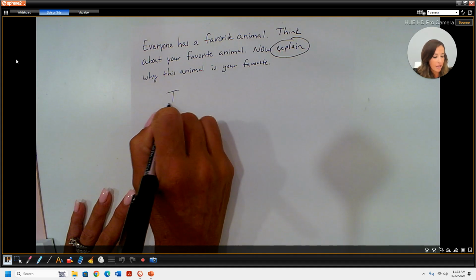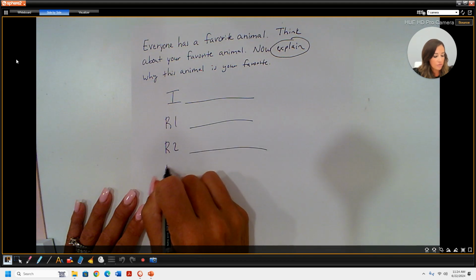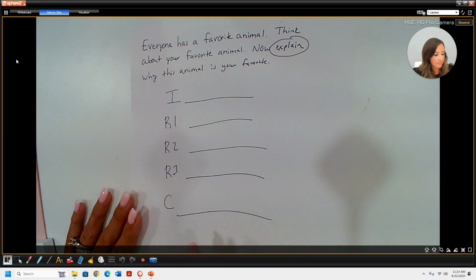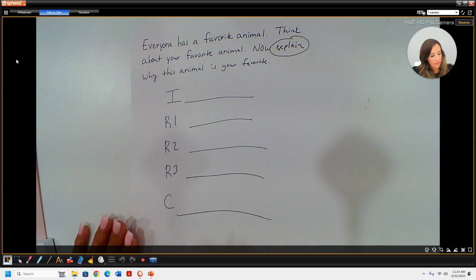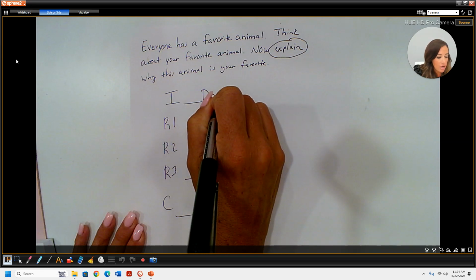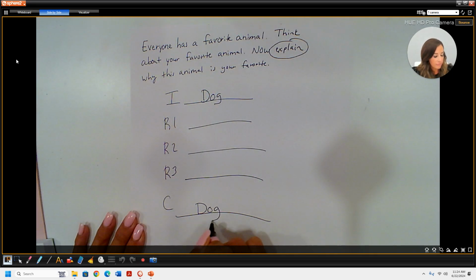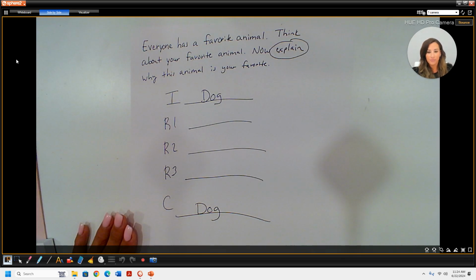So I'm going to draw out my IRC outline. It's very easy. I, R1, R2, R3, and C. I'm going to think about my favorite animal. So for today, even though I love animals and I probably have like 20 favorite animals, I have to pick one, right? I don't want to sit here and waste 20 minutes going, do I like dogs, cats? I'm just going to pick dog. Okay, so whatever I pick, I put on the I and the C line. So I'm going to write dog and dog.